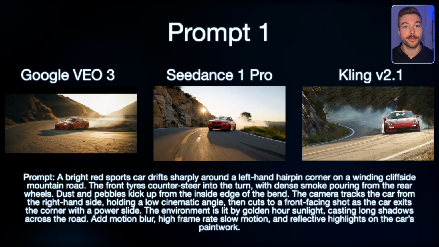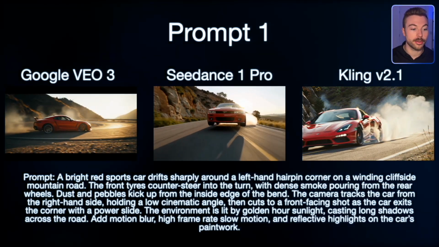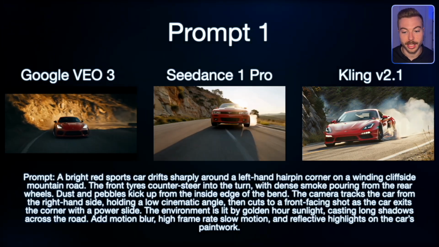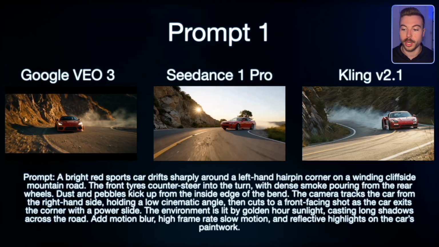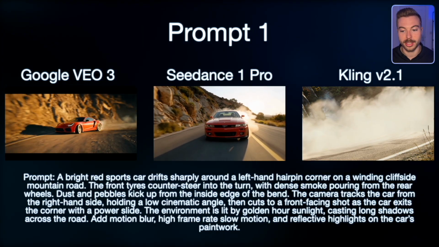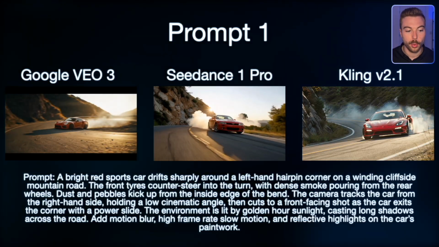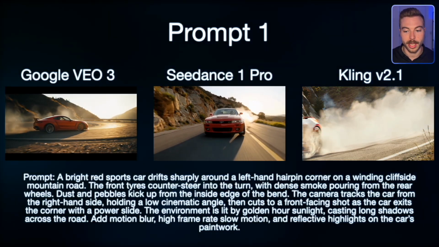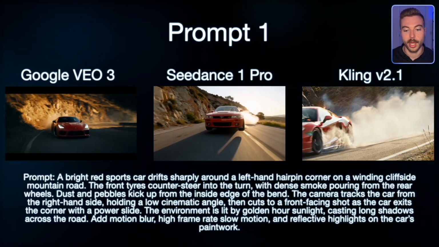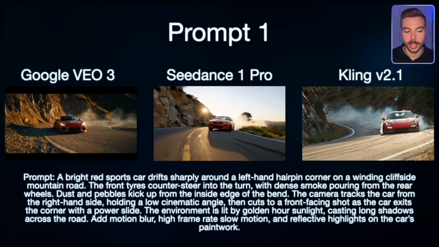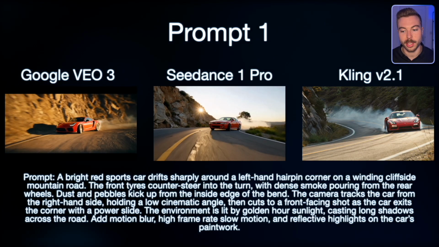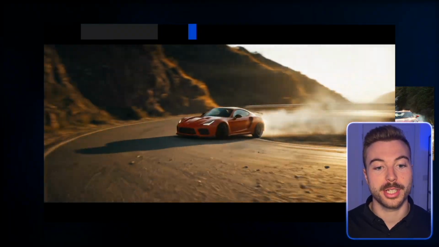So this is the first problem we're running through today. We're running through how a bright red sports car drifts sharply around a left-hand hairpin on a corner, winding cliffside mountain road, tyres counter-steering into the turn, dense smoke pouring back from the rear, wheel dust, lots of detail we're including there. The camera tracks the car from the right-hand side, holding a low cinematic angle, and cuts to a front-facing shot where the car exits the corner with a power slide. The environment is lit by golden hour sunlighting, but let's see that first prompt to see how it came out.